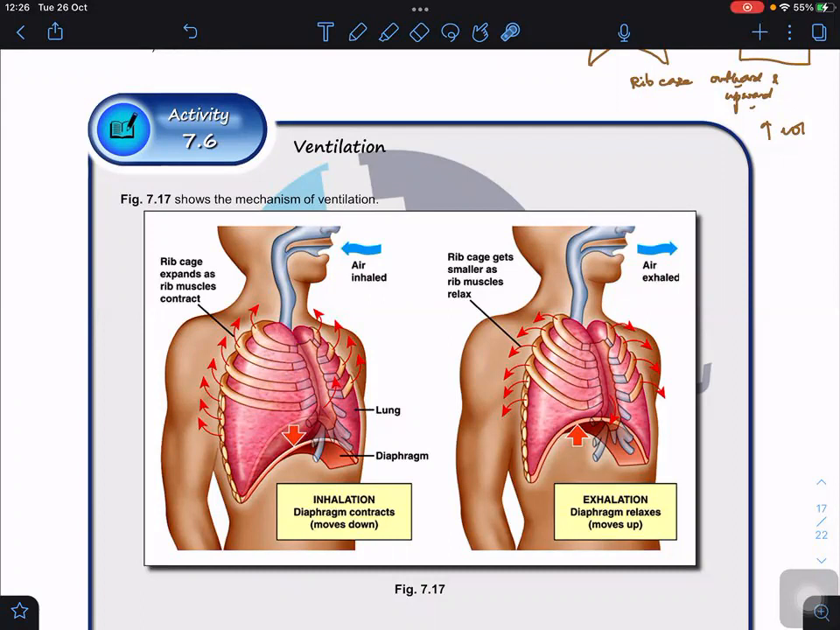So how about exhalation? Same thing. Now the diaphragm moves back to the original position. The intercostal muscle relaxes, therefore the rib cage goes back to the original position, moving downward and inward. So what is the volume of the thoracic cavity now? Smaller. When volume is smaller, pressure is higher, therefore it forces out the air. But forcing out the air also depends on the elastic fiber available in our alveolus.